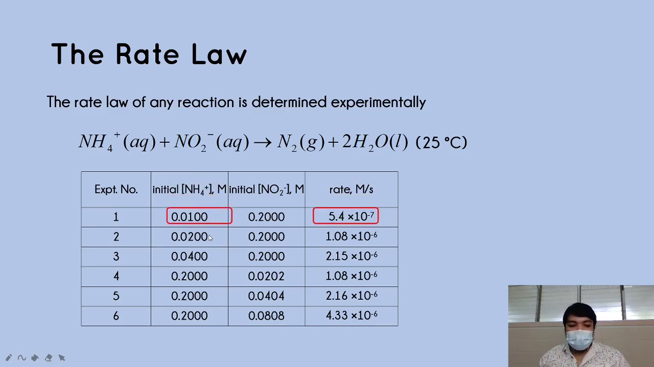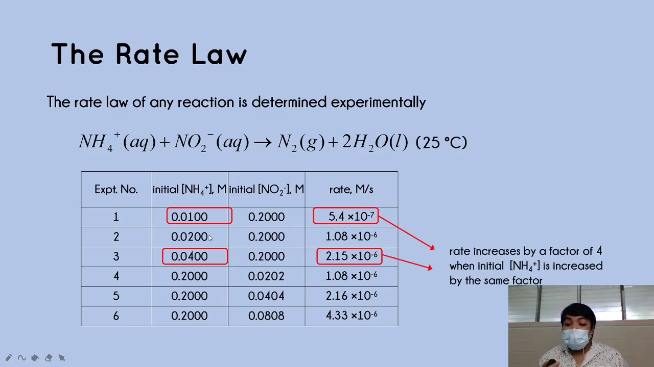Now examine experiments 1 and 3. Again, we have this rate here for experiment 1. Notice that we increase the initial concentration of your ammonium cation fourfold. So what happens to the rate? The rate also increased fourfold. It increased by the same magnitude.